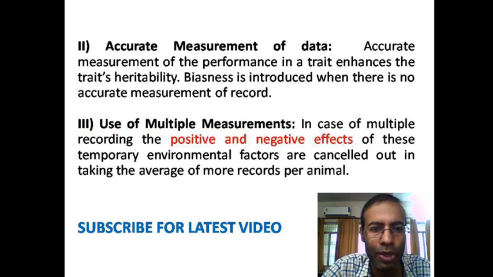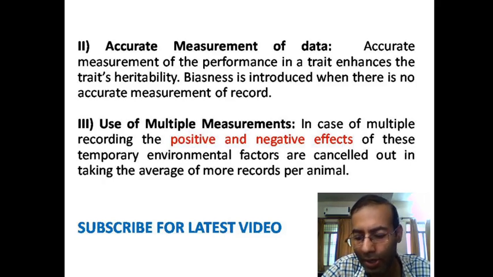The second approach is accurate measurement of data. The data should be accurate, free from bias. The third step is use of multiple measurements. If we have multiple measurements, then positive and negative bias cancel out, and we have the exact record and exact figure of the performance.